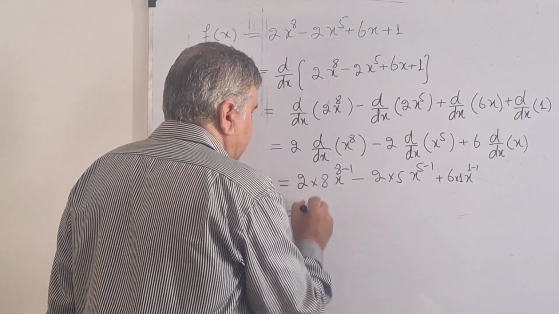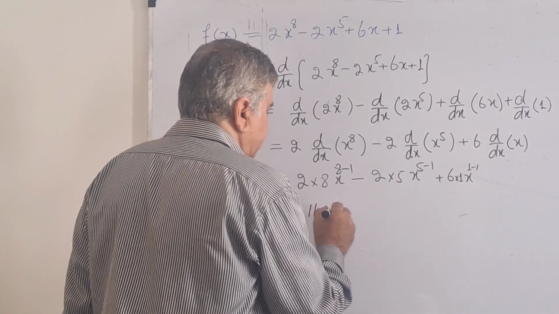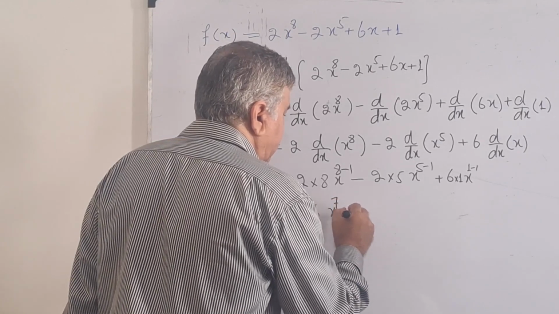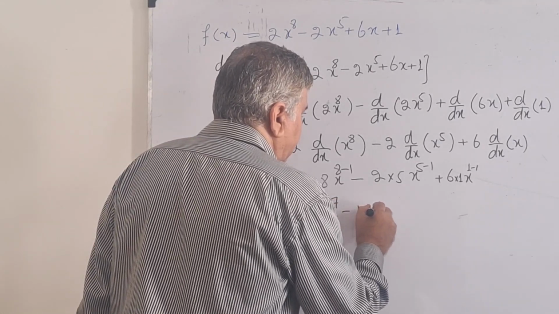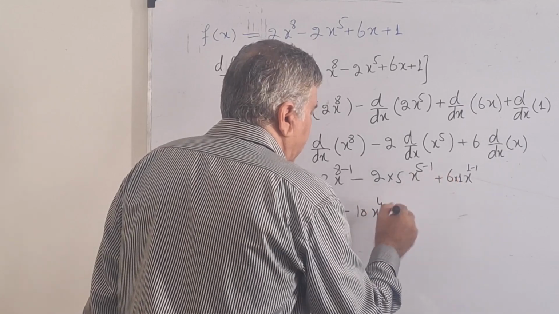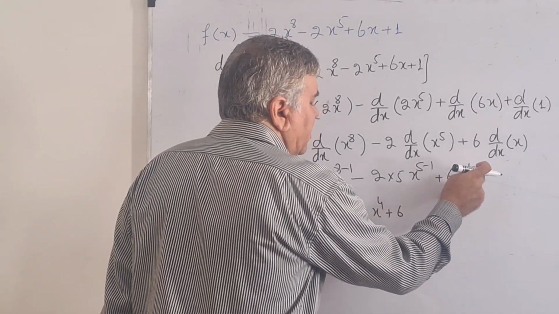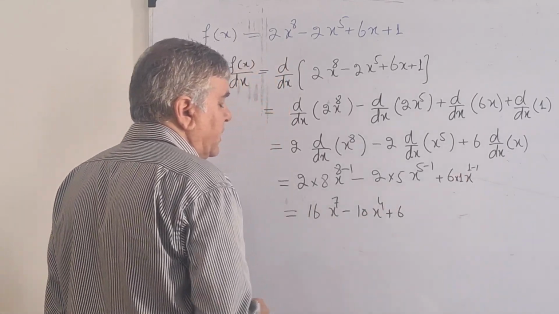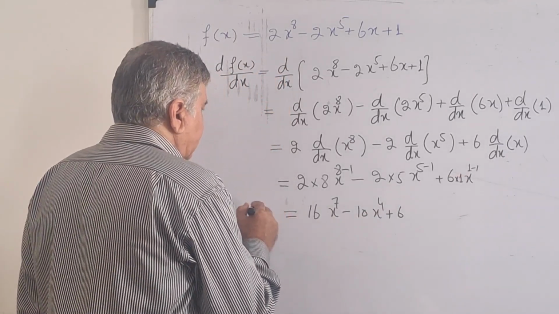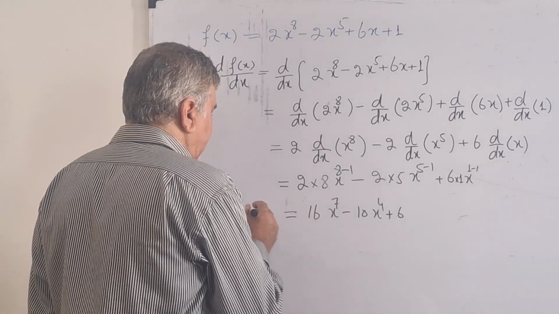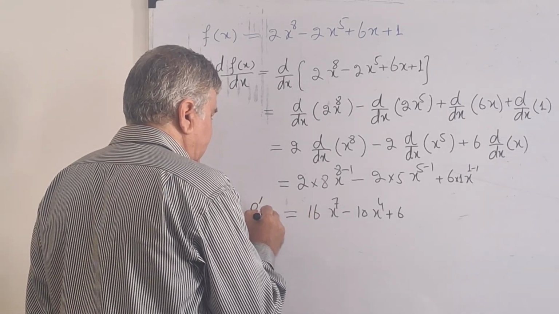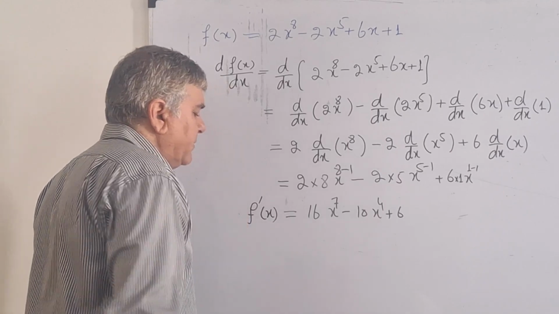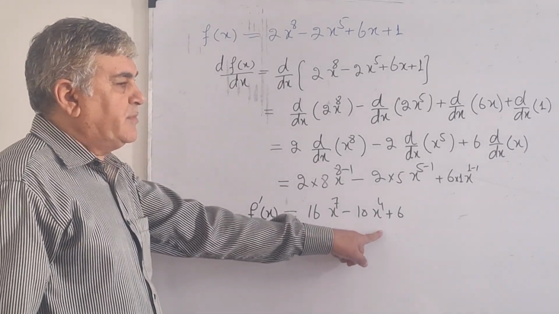Now, doing arithmetic, this gives me 16, 2 times 8 is 16, x^7 minus 10x^4. And this will become 6 and x^0. Anything raised to the power 0 is 1, so I don't write that. So this thing is in fact df/dx, which for short I write as f prime of x. This gives me the derivative.